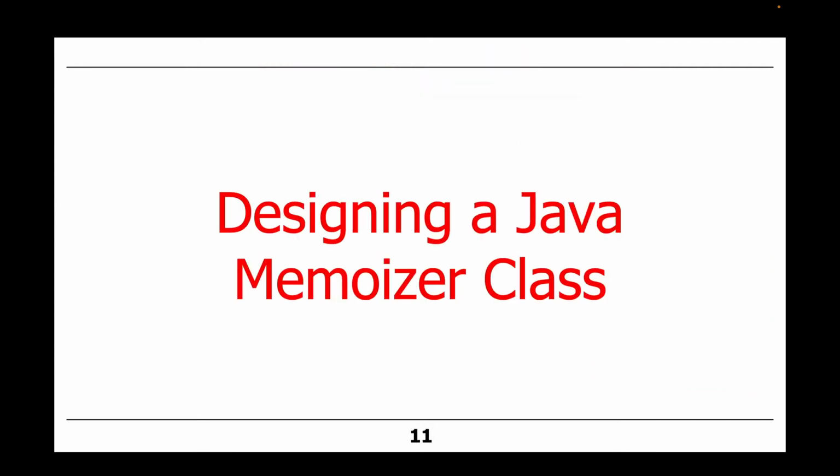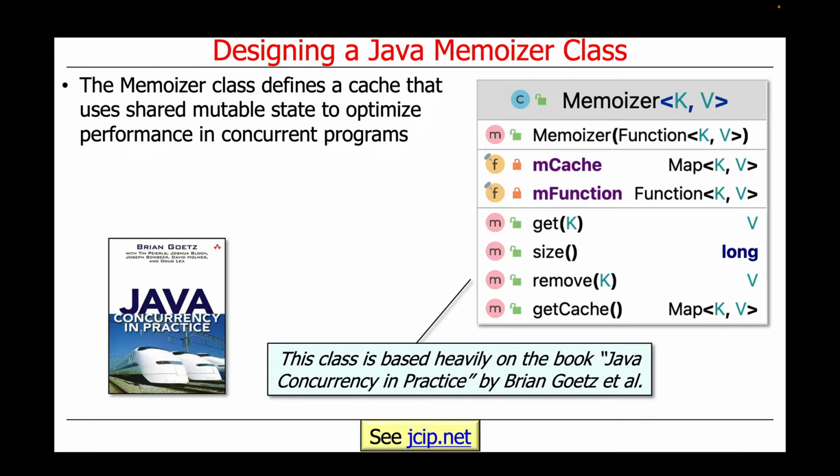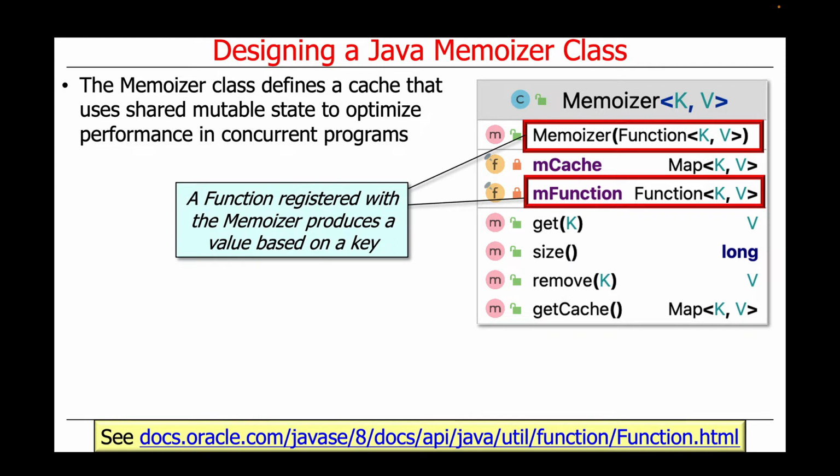We'll now discuss the design of a Java Memoizer class. The Memoizer class we'll discuss defines a cache that uses shared mutable state to optimize performance in concurrent programs. The Memoizer class is based heavily on the excellent book Java Concurrency in Practice by Brian Goetz and his colleagues. The Memoizer constructor is passed a function. This function is stored in the mFunction field. The Memoizer later uses this function to produce a value based on a key.